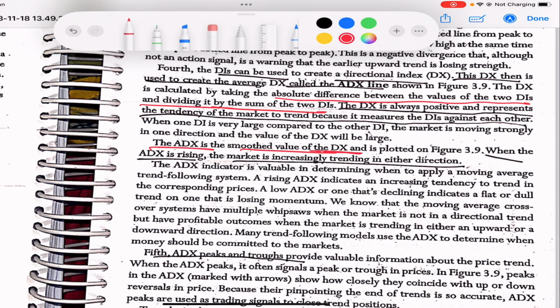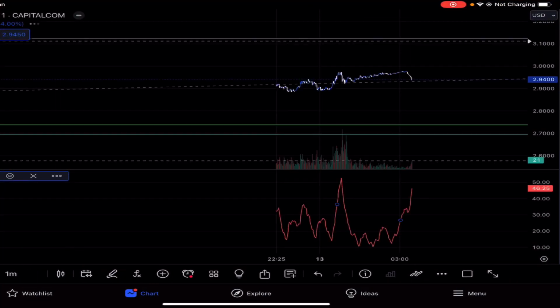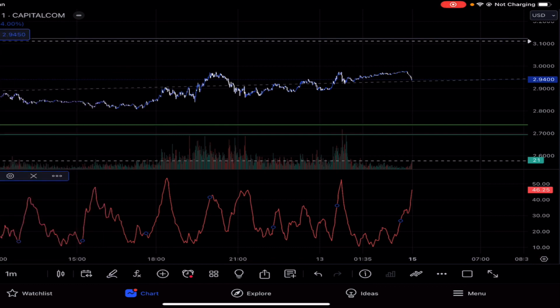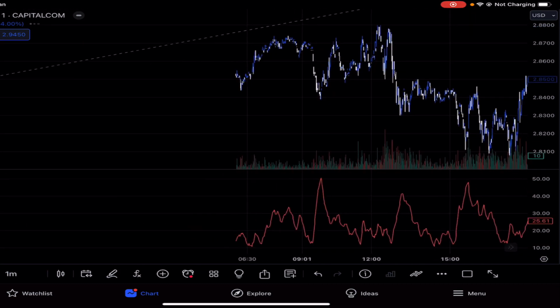And what is ADX? ADX is basically the smoothed value of the DX, right? So you know how to calculate DX, we just saw that. And when you smooth the DX, you get the ADX. When the ADX is rising, the market is increasingly trending in either direction. So usually what people say is that when the ADX is above 20, the market is trending in nature. When the ADX is below 20, the market is not trending in nature. By trending, I don't mean just towards the upside. The trending can be towards the upside or the downside.